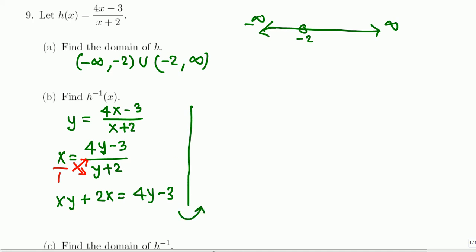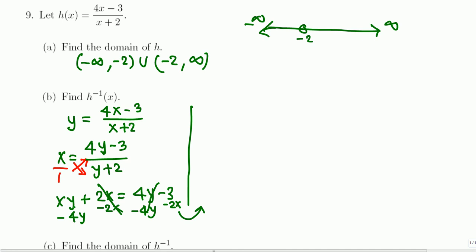We are trying to isolate y. Let's look at this carefully. Here is y and here is y. y is in two places, so we need to put these two terms together so that we can factor y out. We can subtract 4y from both sides, or you can subtract xy. In any case, we need to keep y in one place. So bring this to the left side: subtract 4y from both sides and move the other terms to the other side. Move 2x to the other side, which means subtract 2x.